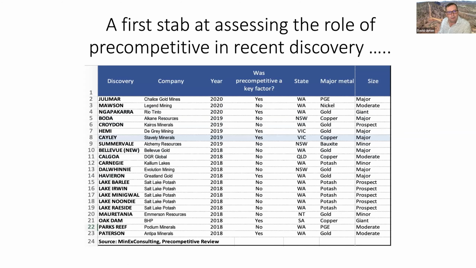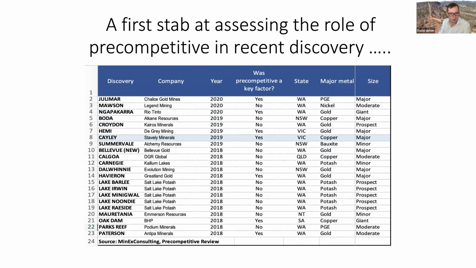So moving on, I thought it might be interesting to look at some preliminary work I've been playing around with to look at how important pre-competitive is. Is it really making a difference at the moment? And the answer is yes, it is.